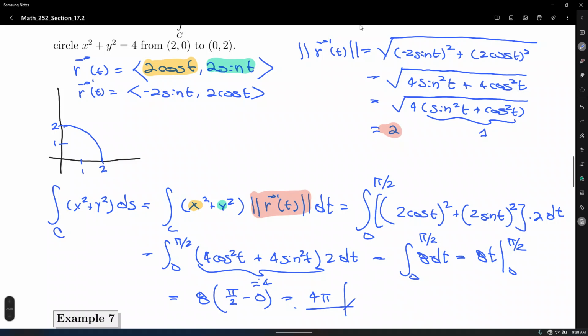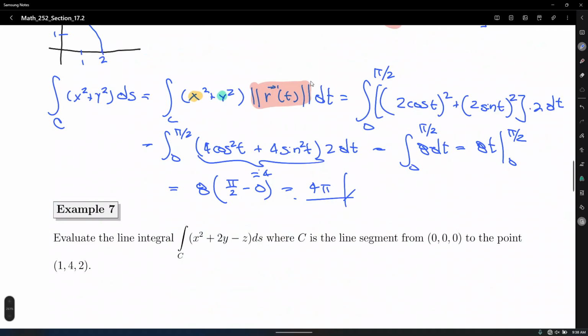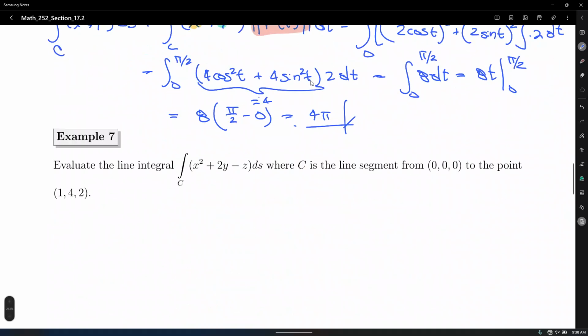Let's look at one more type 1 line integral. Evaluate the line integral of x squared plus 2y minus z ds, where C is the line segment from the origin to the point (1, 4, 2). That's it. That's all they're giving us, right? So they're giving us 2 points, which is good.